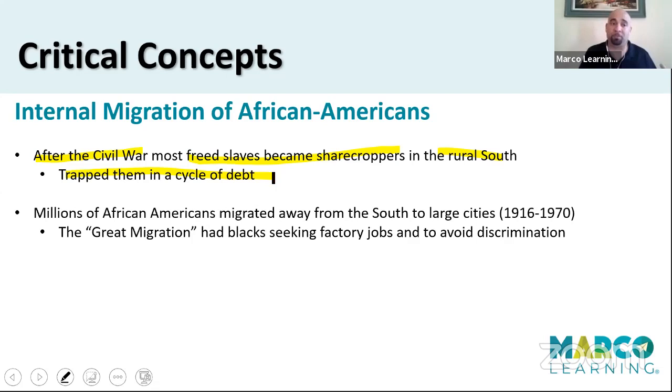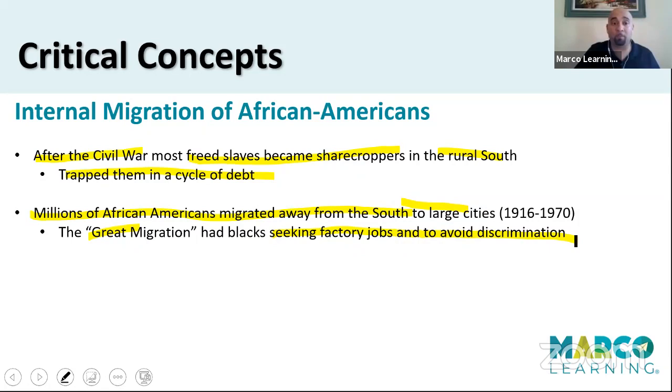Millions of African Americans migrated away from the South to large cities between 1960 and 1970. This is known as the Great Migration, and their influence was that they were seeking factory jobs and to avoid discrimination. So the push factors out of the South were discrimination and poverty. The pull factors to the North were factory jobs and less discrimination. I'm not saying there was no discrimination in the North, but there was much less.